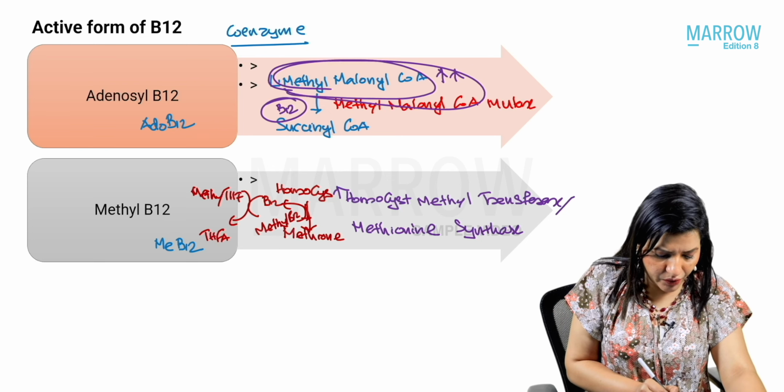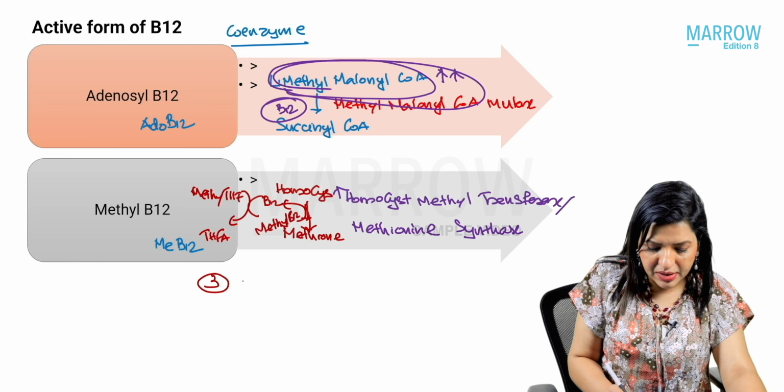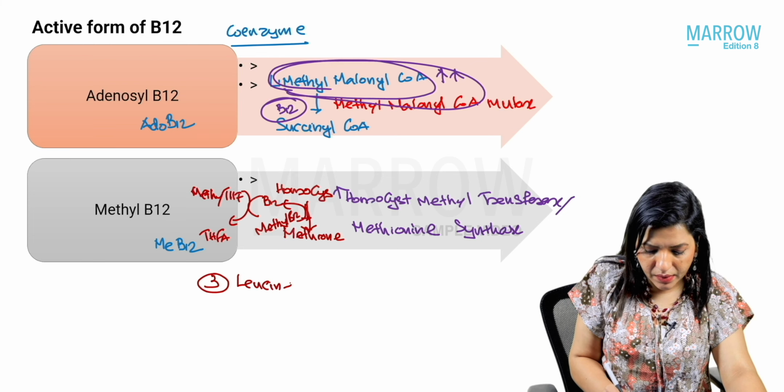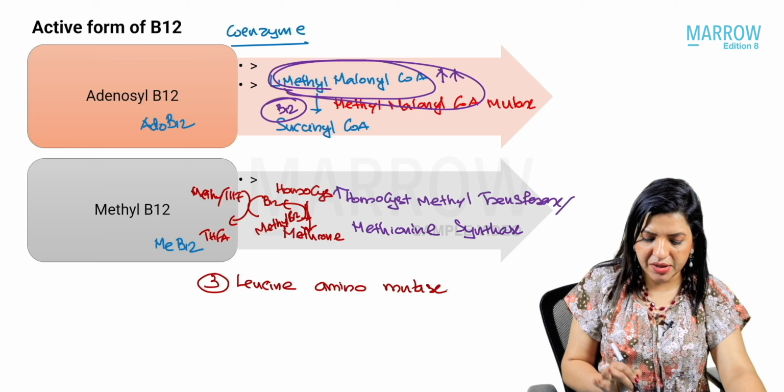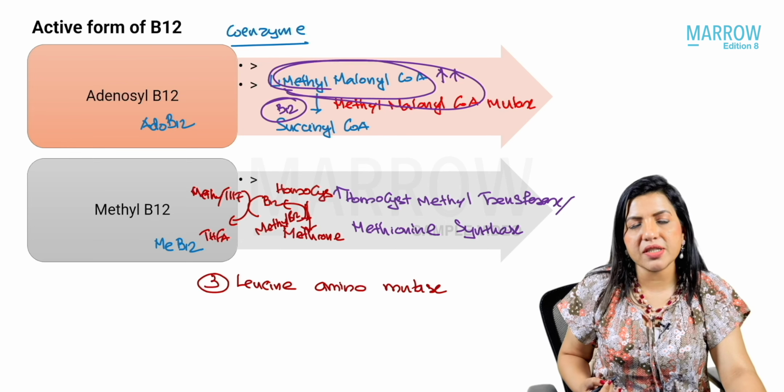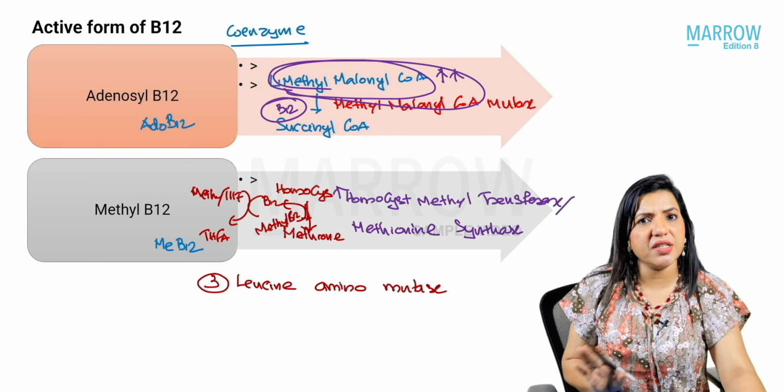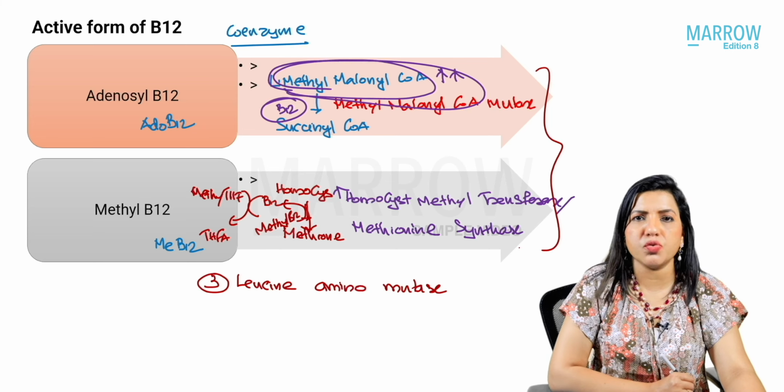Plus, if I'm adding one more enzyme, it is not present in humans, but I'm just adding it: leucine aminomutase. Leucine aminomutase is a third enzyme which requires B12, but this is not seen in humans. So in humans, only these two are important.